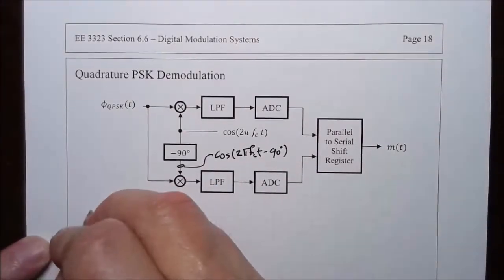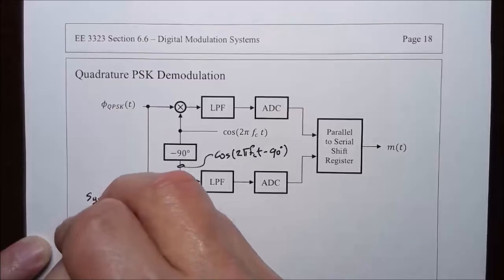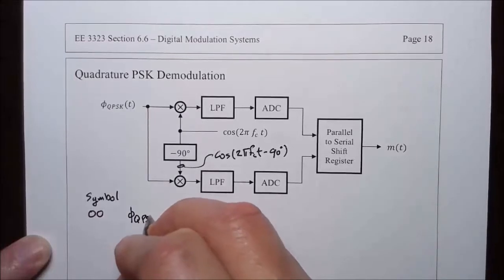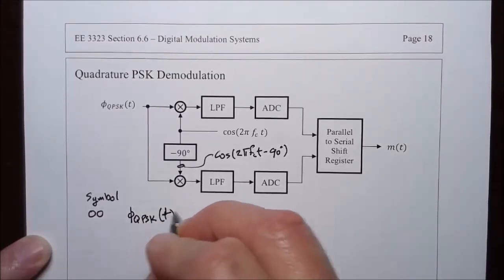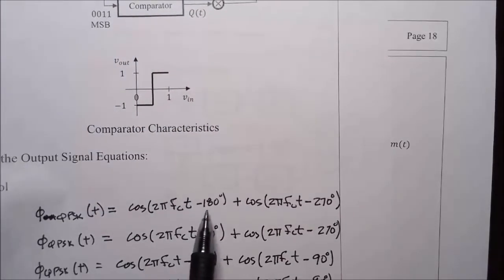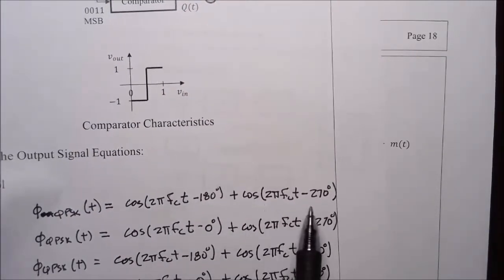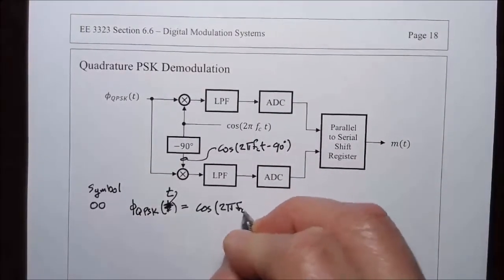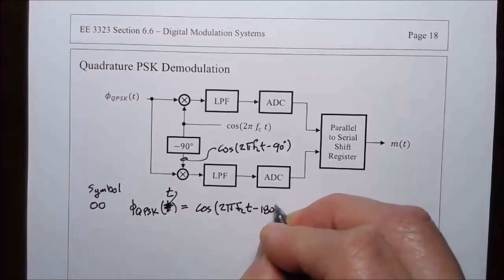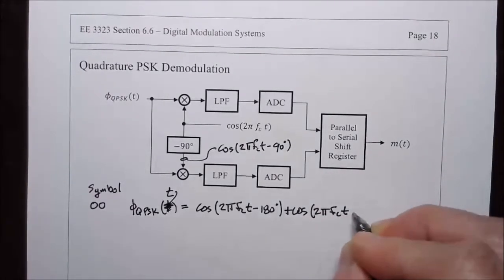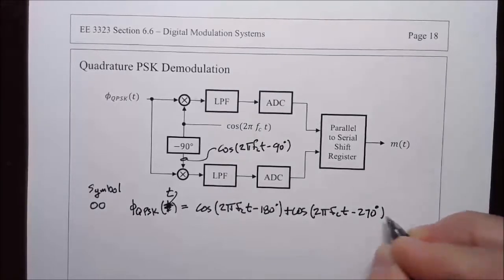So we start with the symbol 0, 0. The quadrature phase shift keyed signal that we used for 0, 0, as a function of t, is cosine minus 180 shift plus cosine minus 270 shift. So this is cosine 2 pi FCT minus 180 degrees plus cosine 2 pi FCT minus 270 degrees.